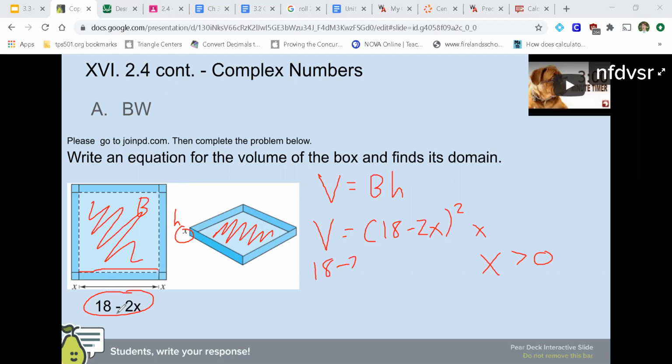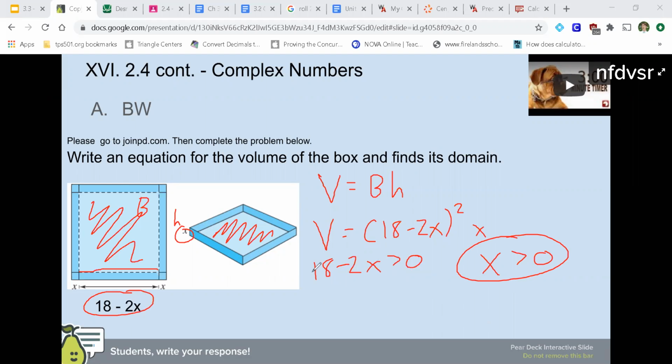For the same reason, we know this side length and the width too has to be greater than 0. Both of those are represented by the same thing because it's a square. So we know 18 minus 2x also has to be greater than 0. If you plugged in a value of x that did not satisfy this, it would be impossible to construct a box that had 0 width or a negative width. Then you need to solve both of these. Nice thing is one of them is already solved.